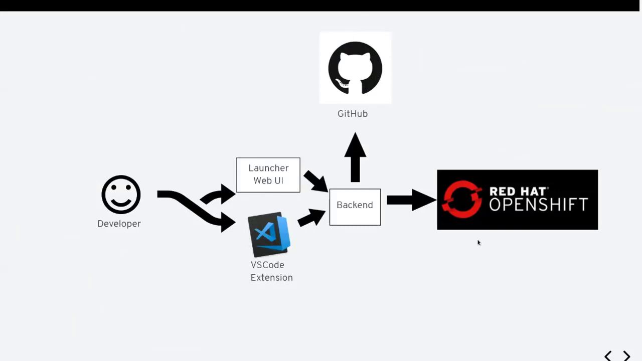I have developed a general flow to give more insight into how the launcher works. The developer, using the launcher UI or maybe a VS Code extension, will provide the necessary inputs to generate an application. The launcher backend will then be responsible for generating the necessary sources, creating and pushing the sources to a GitHub repository, and finally deploying it on OpenShift, all in a single click.